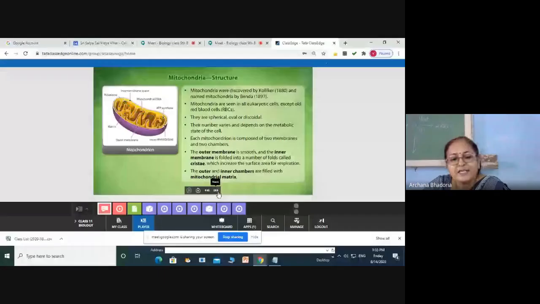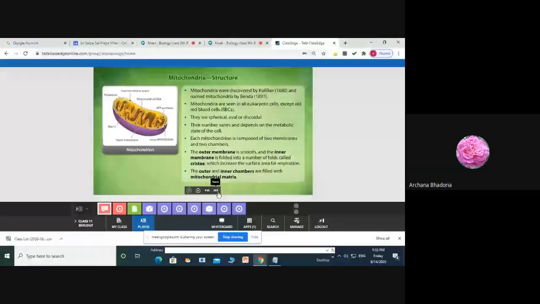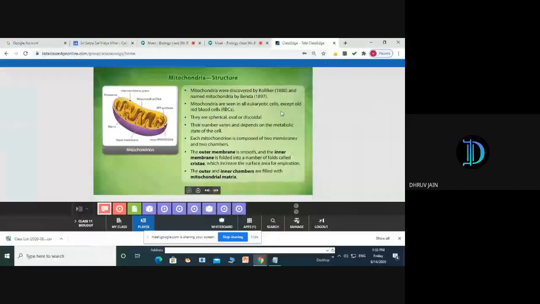So note down quickly that mitochondria was discovered by Altmann, and the name mitochondria was given by Benda. Okay, and it is seen in all eukaryotic cells except old RBCs.